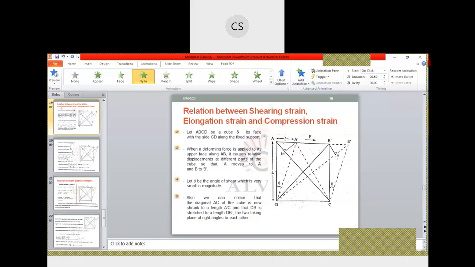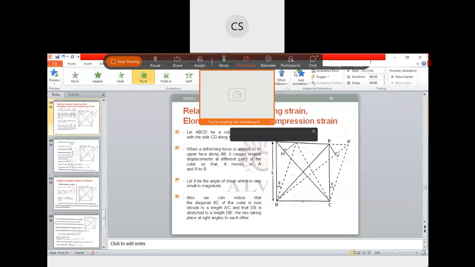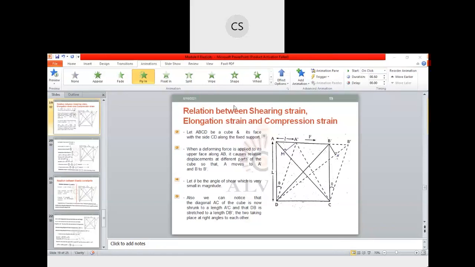So let us start today. Any doubt in the previous class? If you have any doubt, you can put it. I'm going to share the screen now. Let us check whether you're able to see my screen. I hope you can see my screen.